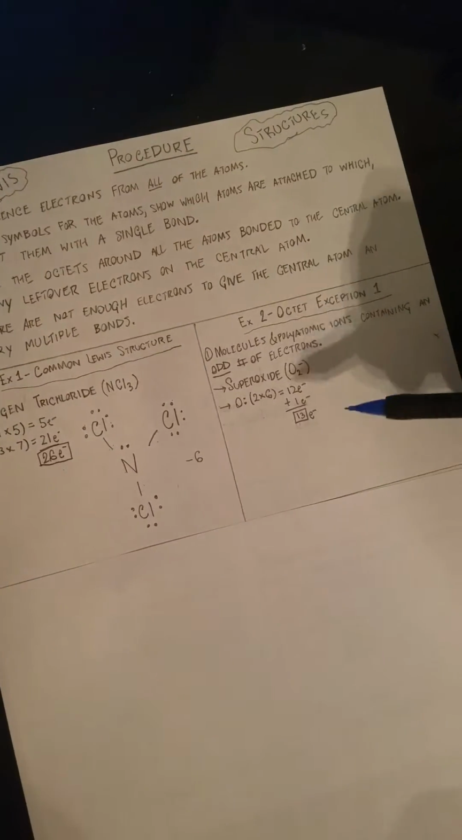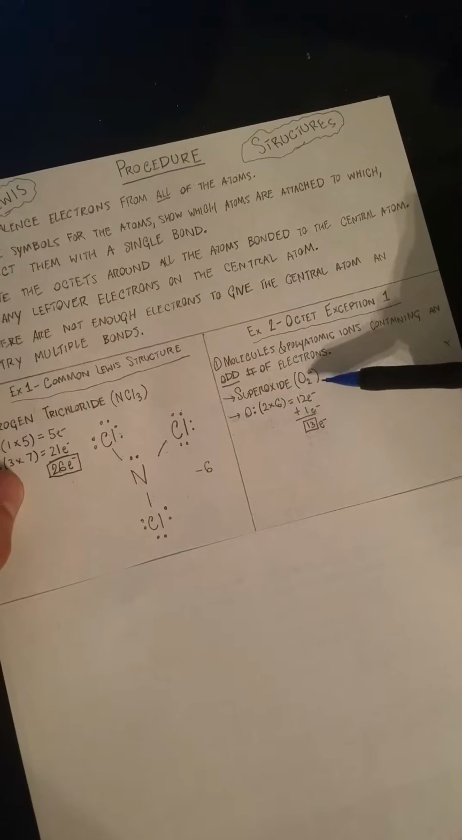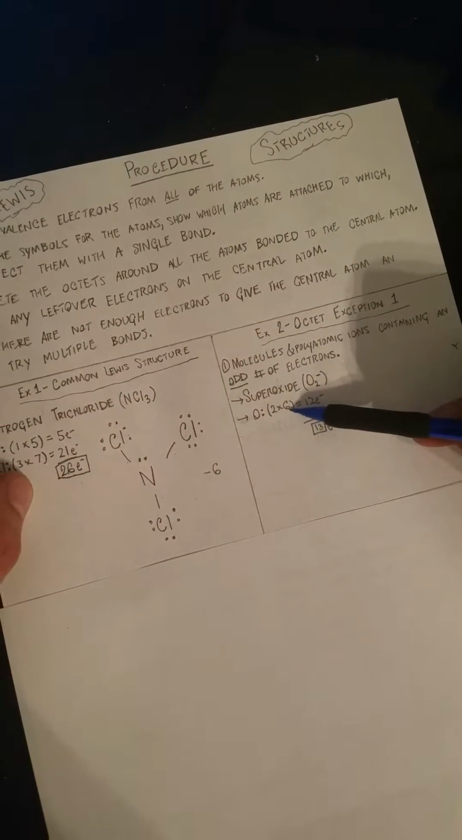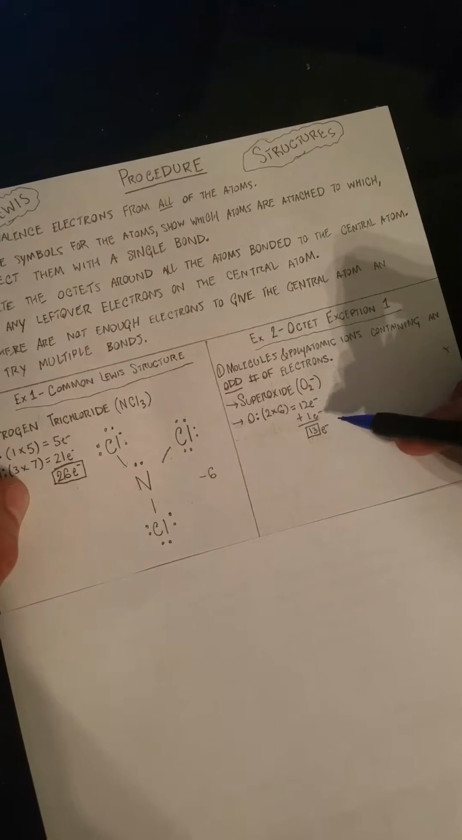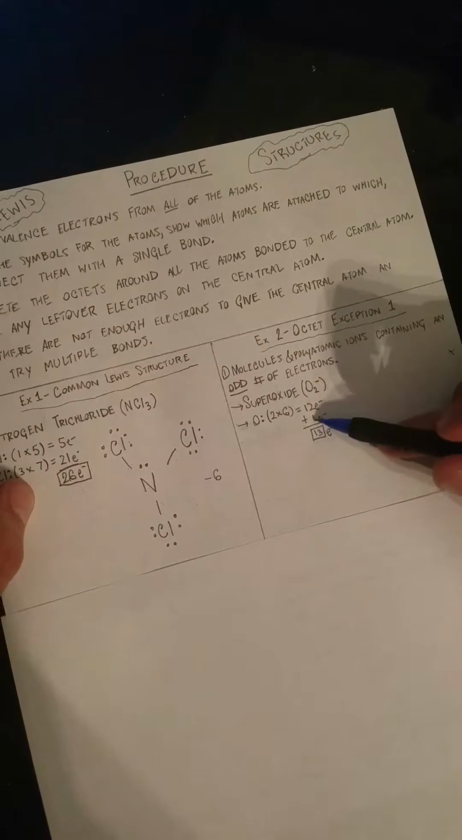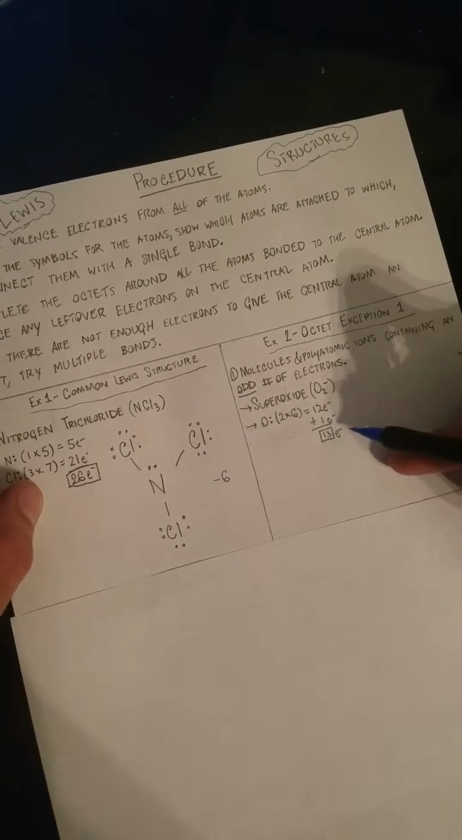Again, we're going to sum up what we have. In this case, we just have 2 oxygens. We know that each individual one has 6 electrons. And we know that we have a negative charge, so we're going to add 1 more, which gives us the uneven, unlucky number 13 electrons.